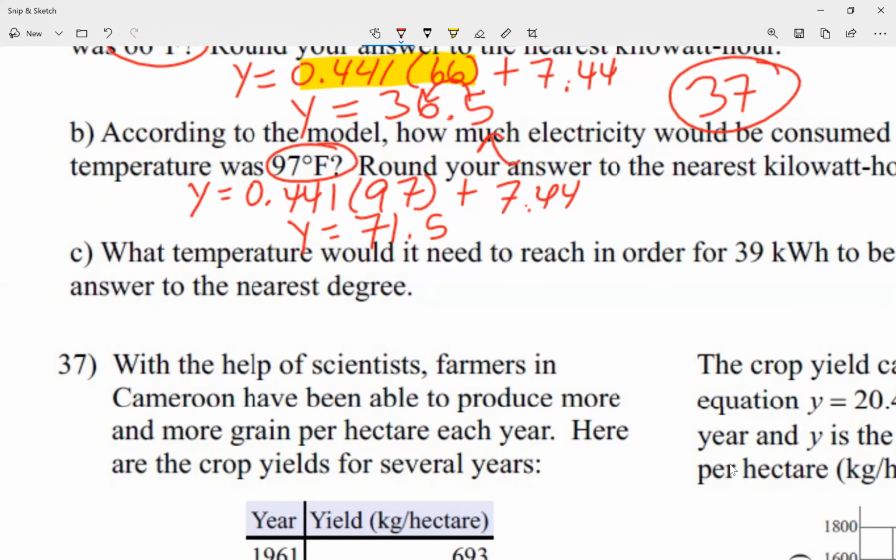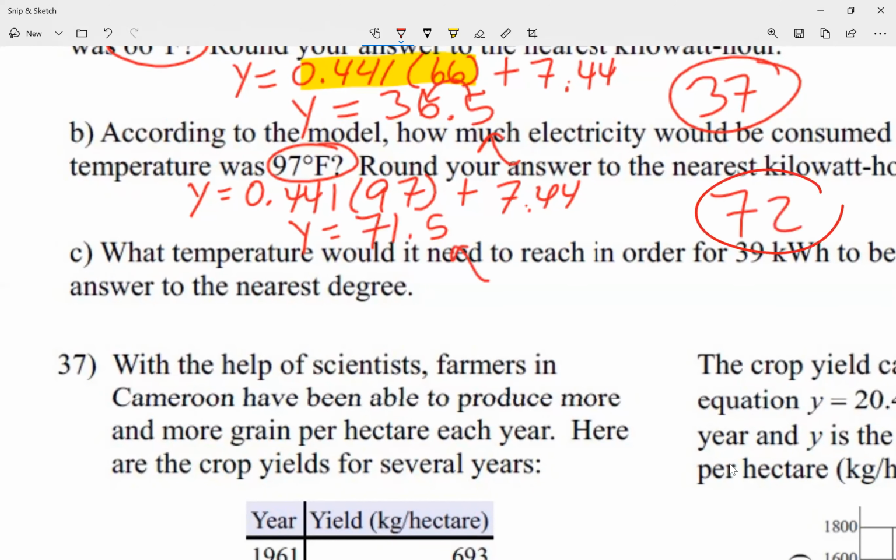71.5. The 0.5 is big enough, so my answer will be 72. Right? The 5 is big enough, so it pushes the previous number up. Instead of 71, I say 72. Big enough, again, is 5 or more.